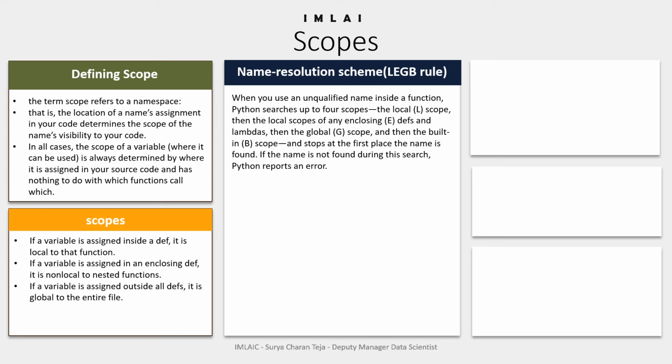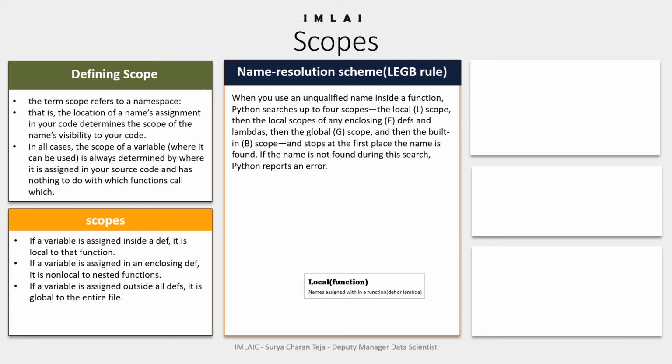Let us see how the journey takes place, how that searching up into four scopes takes place. So basically it begins with the local scope, capital L, the local scope or local to that function. Those are the names assigned in any way within a function, either a def or lambda, and not declared from inner to outer.